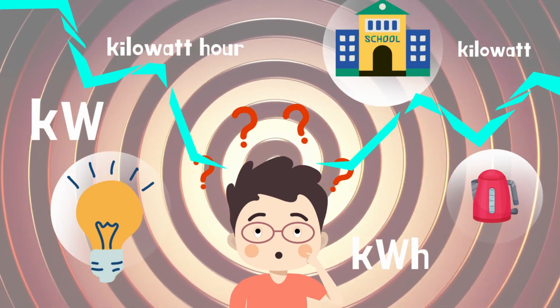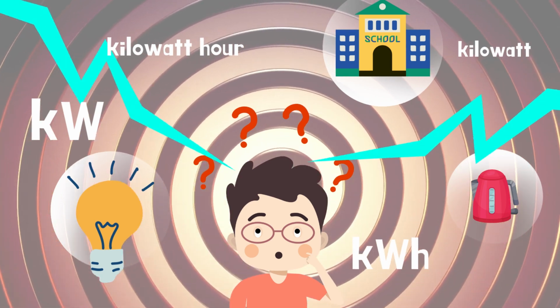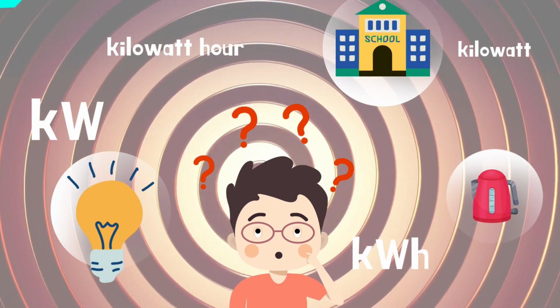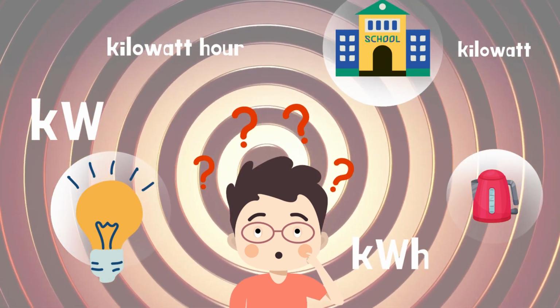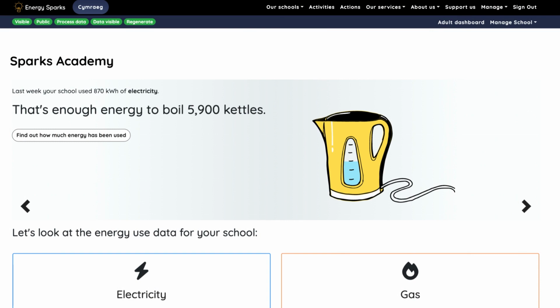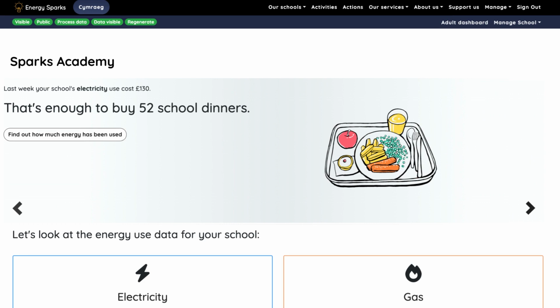It can be quite tricky to understand how much this is, which is why the first thing we do on the pupil dashboard is to show you how much energy your school is using by making comparisons to examples that might make a bit more sense. For example, we can tell you that the amount of electricity that your school used in just 1 week could have boiled almost 6,000 kettles of water. Or that the amount of electricity that your school used in 1 year could have run a TV for 227 years of non-stop watching.